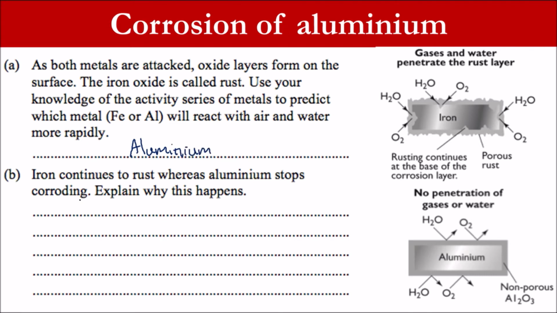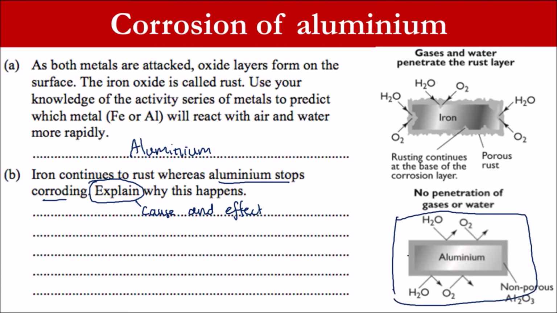Okay. Question B says iron continues to rust whereas aluminium stops corroding. Explain why this happens. Now, explain is an example of a cause and effect. So what I want to show is the ability to demonstrate why it is like this, why once we form that oxide layer, nothing goes through, whilst for iron, it does. So let's try and explain it.